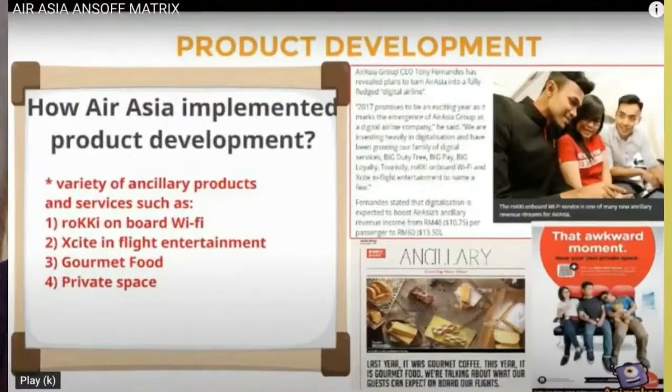Now, looking at AirAsia, how they developed products. A variety of ancillary products and services like Rocky onboard Wi-Fi. They actually started with Wi-Fi on their flight. Some of their flights will have a Wi-Fi called Rocky on board. They also have Excite in-flight entertainment, for those who wish to purchase it. They also offer gourmet food choices for the customers to buy, and private space. You can pay more for your seating spaces.